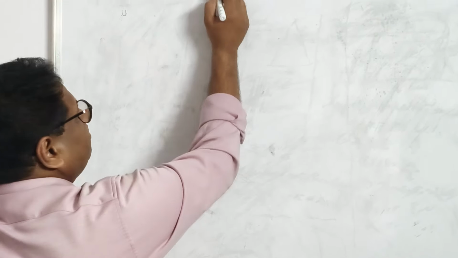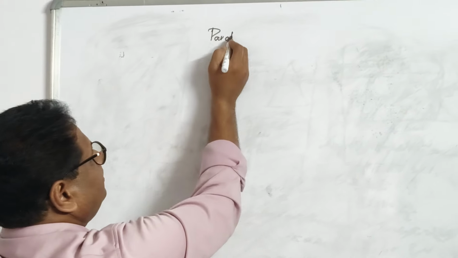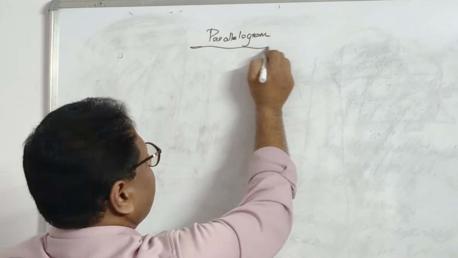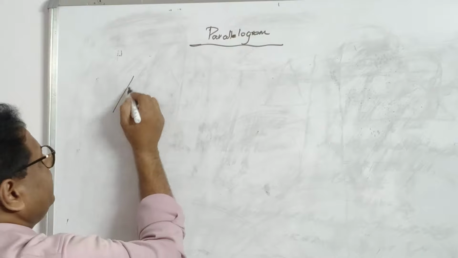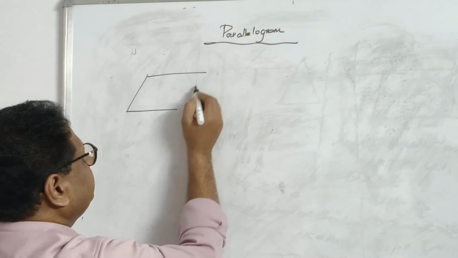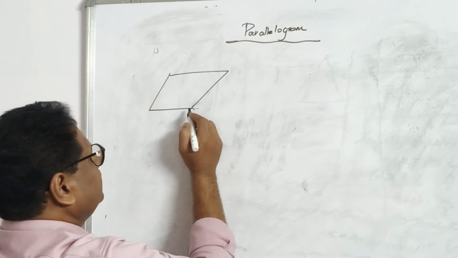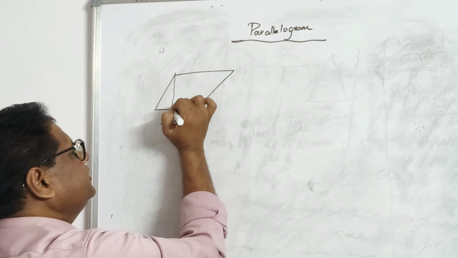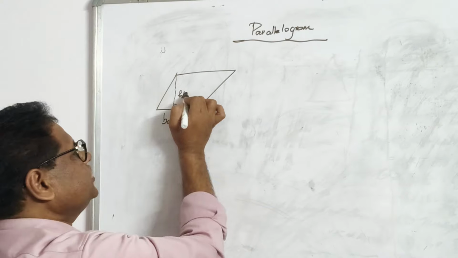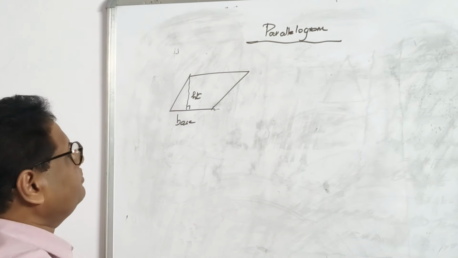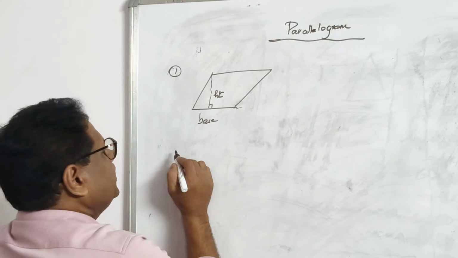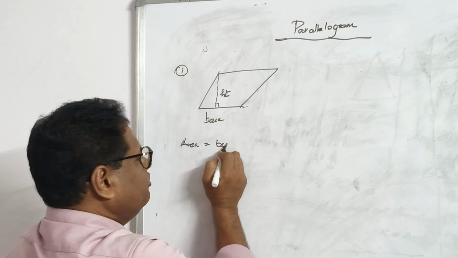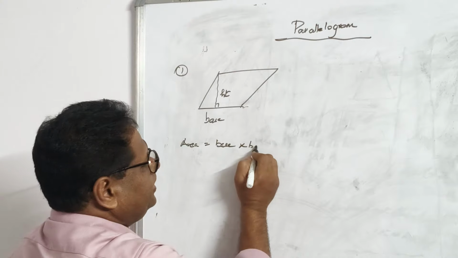Now let us consider a parallelogram. Suppose we are taking the parallelogram in which the base is given and the height is given, right? This is the simplest case of a parallelogram. Then we can apply the formula area equals base multiplied by height.